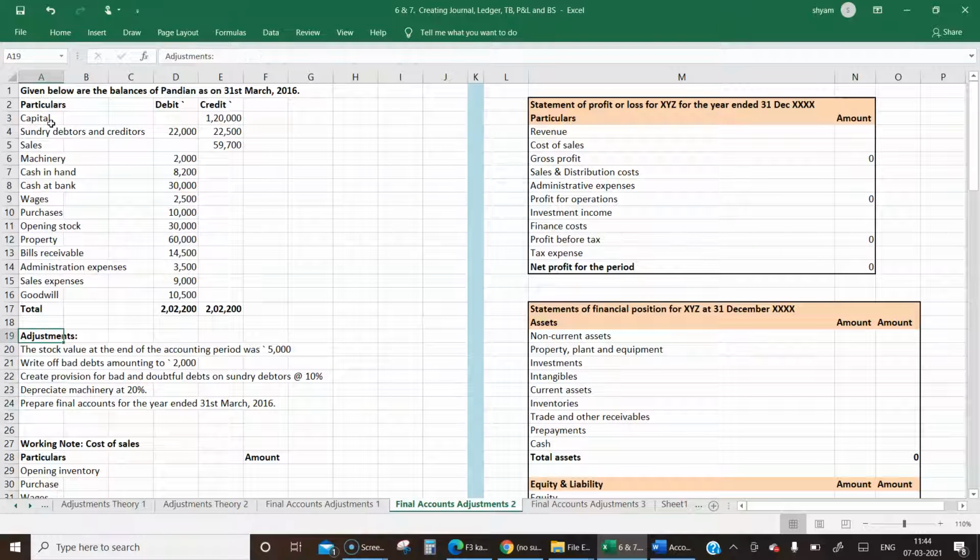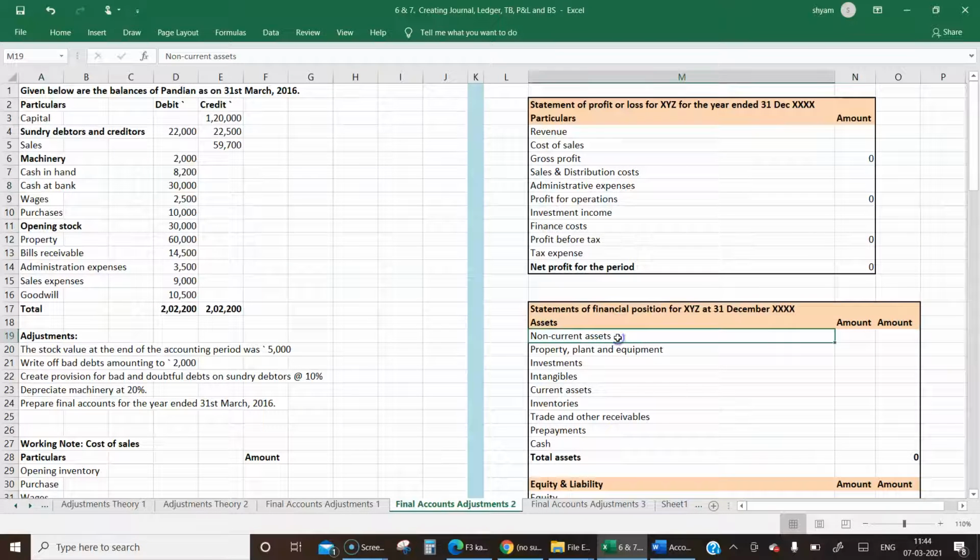So we'll start. Wherever there's an adjustment, we'll mark it as bold in these items. We'll mark opening stock because closing stock is there. We'll mark debtors. We have two adjustments there. On machinery we have one, and I think that's it. Okay, we have only 3 adjustments here. So we'll start from here.